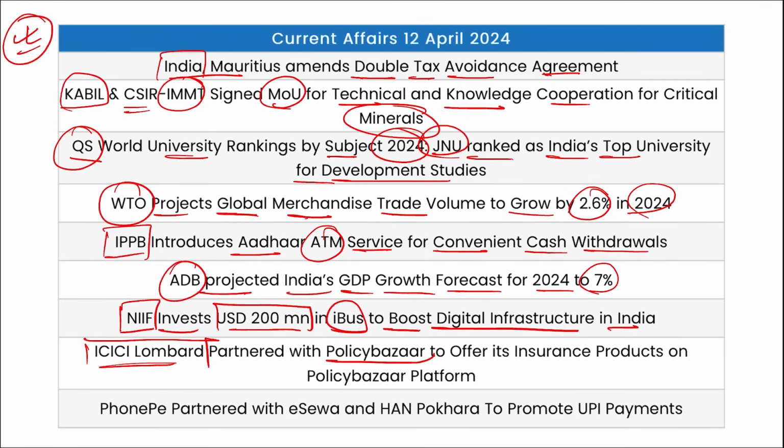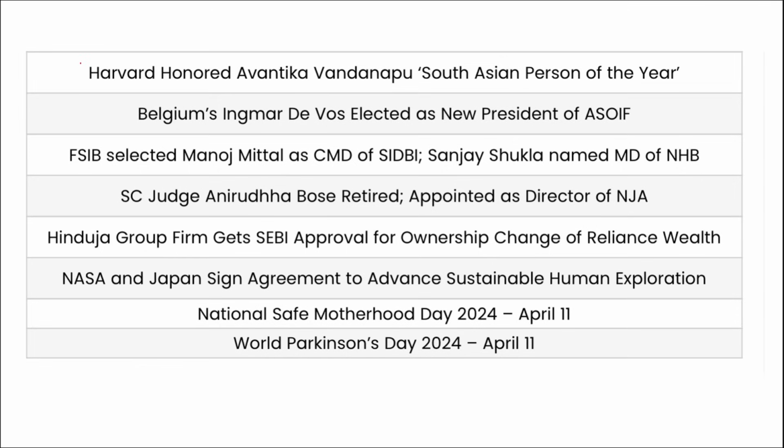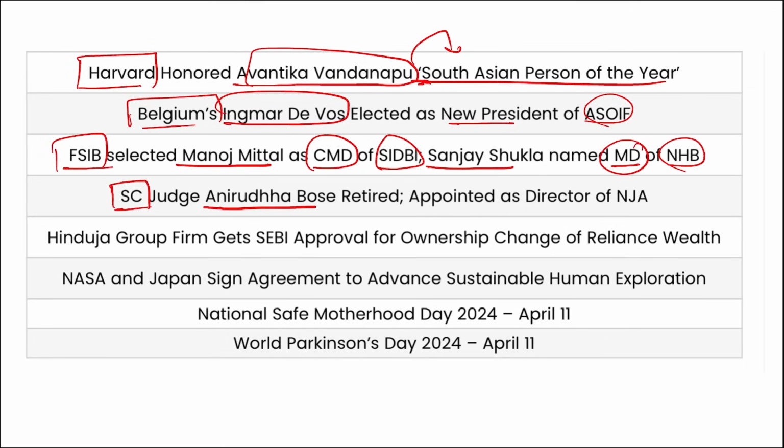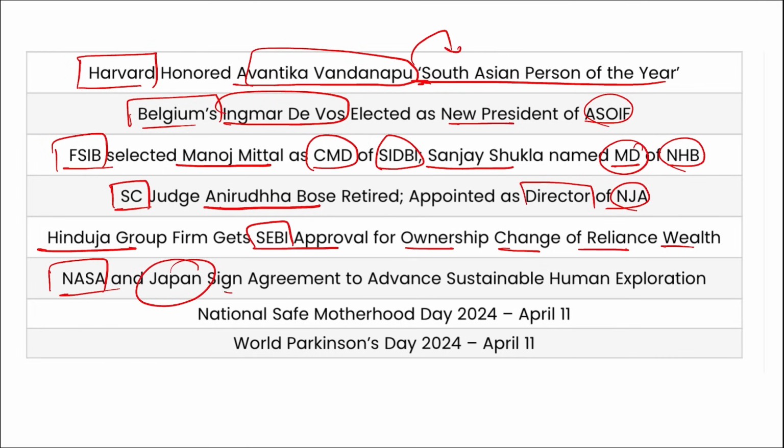ICICI Lombard partnered with Policy Bazaar to offer their insurance products on the Policy Bazaar platform. PhonePe partnered with eSeva and Han Pokhara to promote UPI payments, especially in Nepal. Harvard honored Avantika Vandanapu with the South Asian Person of the Year title. Belgium's Ingmar de Vos has been elected as the new president of ESOIF. FSIB selected Manoj Mittal as the chairman and managing director of SIDBI, and Sanjay Shukla has been named as the managing director of NHB. Supreme Court Judge Aniruddha Bose retired and was appointed as the director of NJA. Hinduja Group firm got SEBI approval for ownership change of Reliance Wealth. NASA and Japan signed an agreement to advance sustainable human exploration.